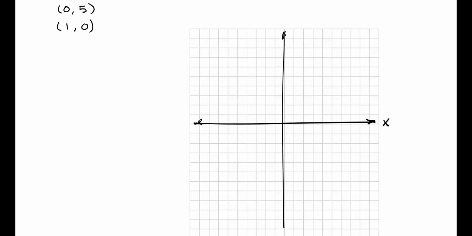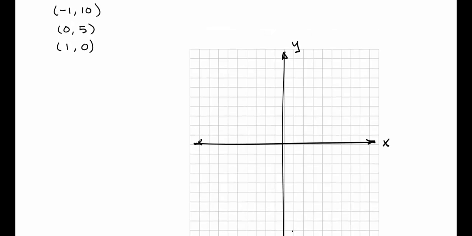So I label my x-axis and my y-axis, and I plot the points that we found. Right? So I have negative 1, so that's negative 1 on the x, and then positive 10. 1, 2, 3, 4, 5, 6, 7, 8, 9, 10. Whoa, that's all the way up there. All right, so that's my first point.